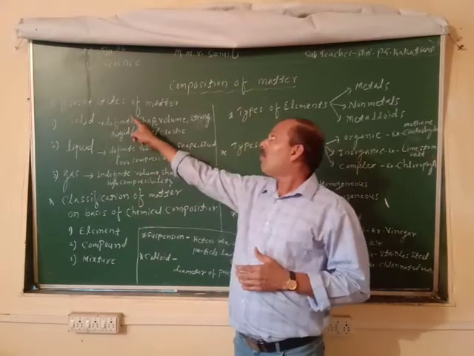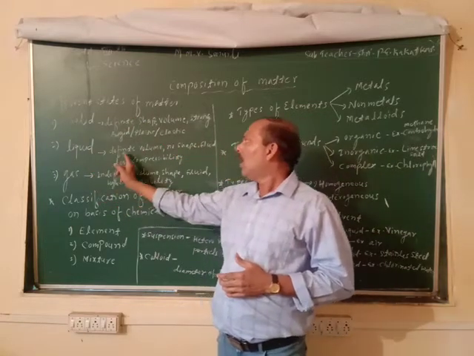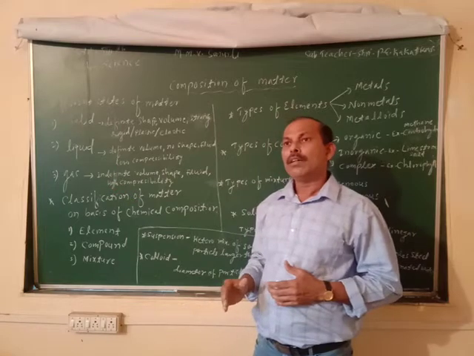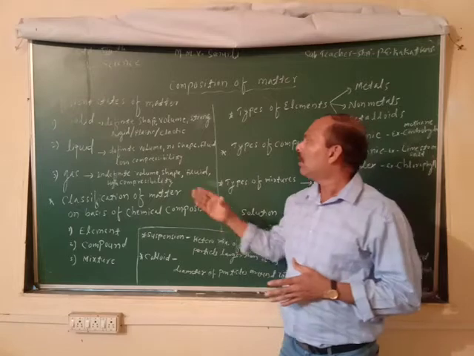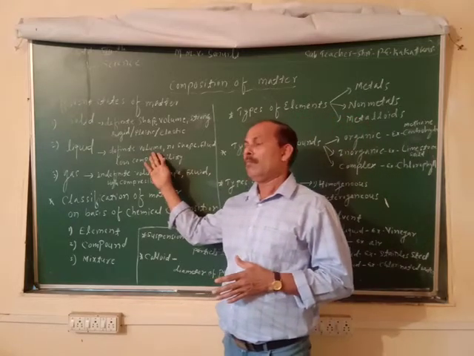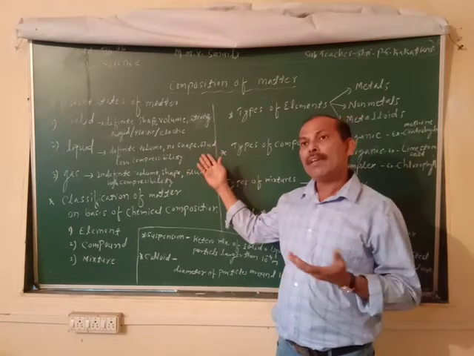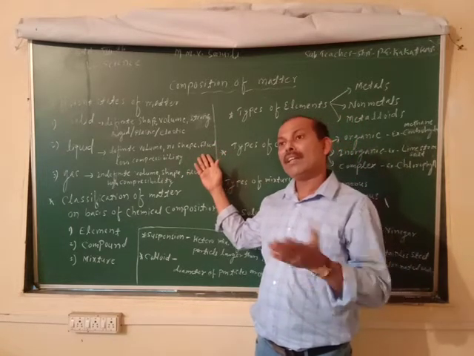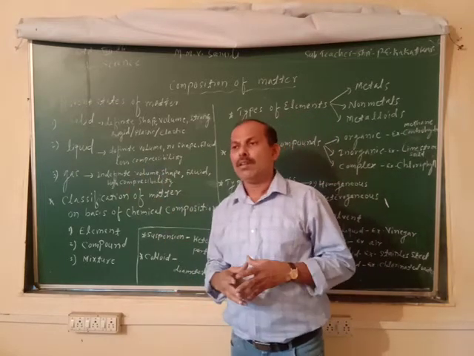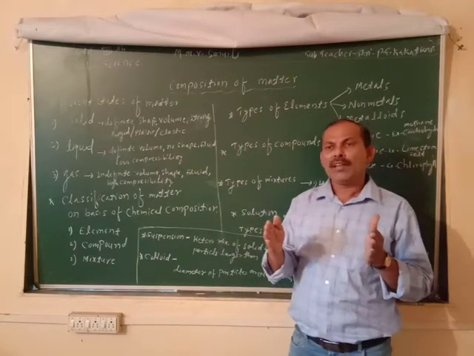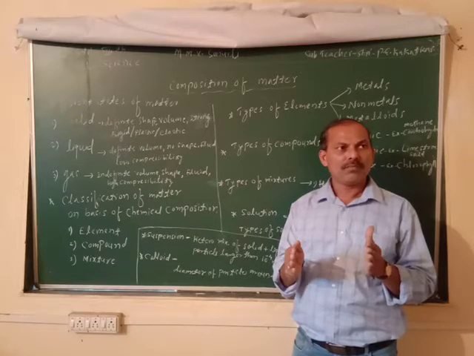Then the next state of matter is liquid. How we can define liquid? Liquid is a state of matter having a definite volume but doesn't have any shape. It has another character, that is fluidity. It is low compressible, means we can compress liquid but only somewhat.